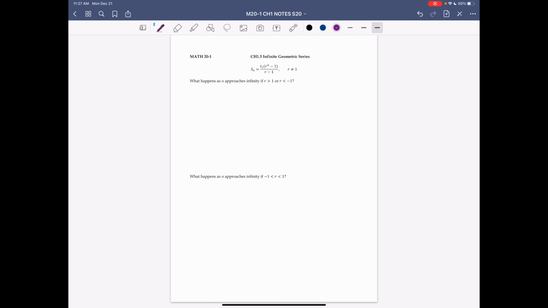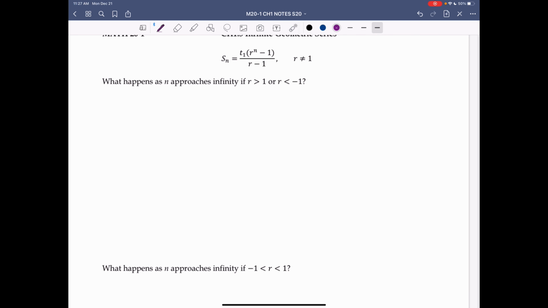Chapter 1.5 Infinite Geometric Series. What happens as n approaches infinity if r is greater than 1 or r is less than -1? Let's try a couple examples.